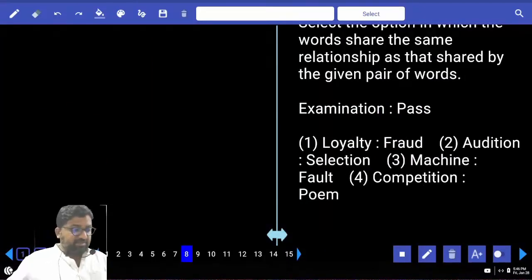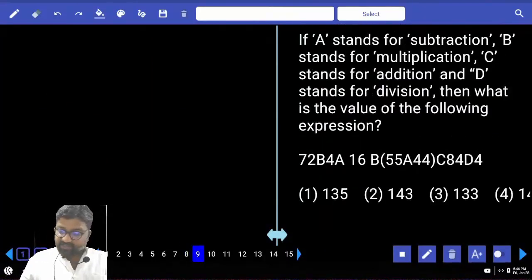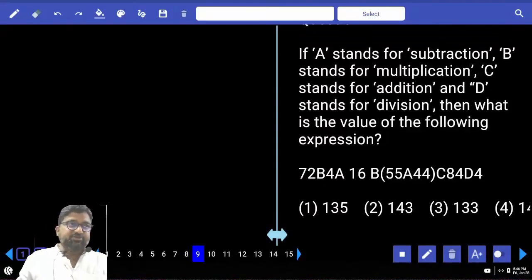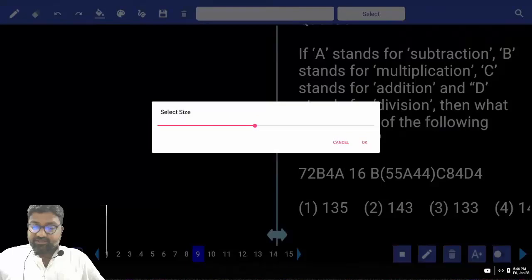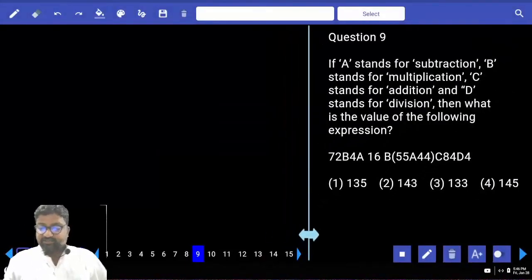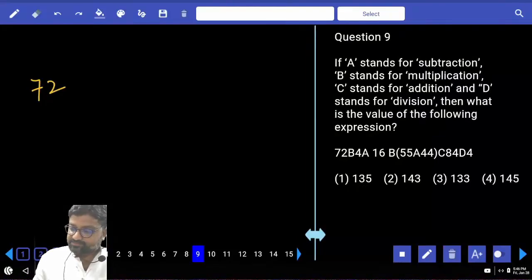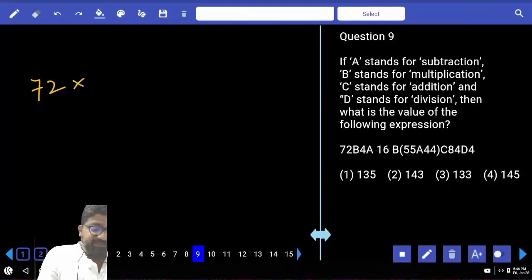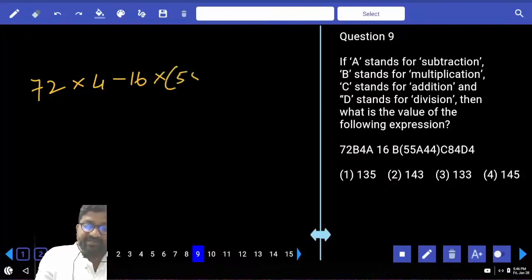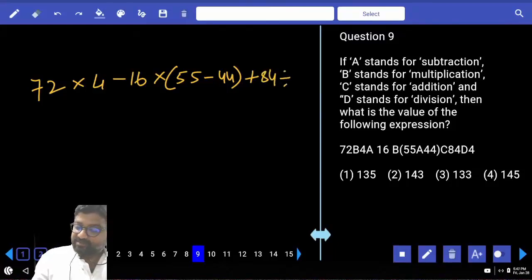Examination, pass, audition, selection. 9. This clearly is based on what? BODMAS rule. So let's try to solve this. 72 B, what does B stand for? B stands for multiplication. 72 into 4. A stands for subtraction. Minus 16. B stands for multiplication. 55 A minus 44. C plus 84. Division, divided by 4.